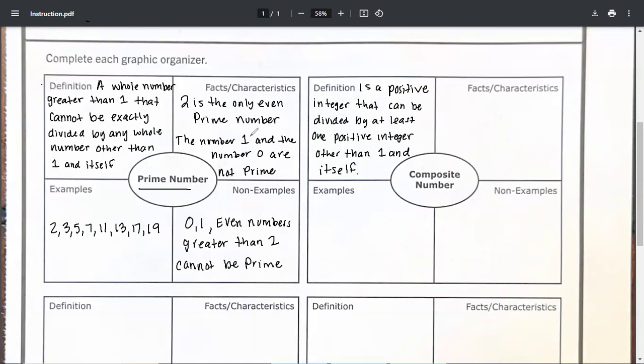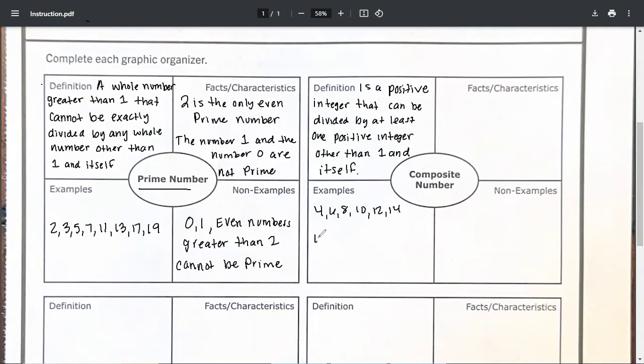Okay. So some examples of composite numbers are, like I said, any even number that's greater than 2. So you can say 4, 6, 8, 10, 12, 14. Those are all composite numbers because they're all even numbers greater than 2. And the numbers that you can multiply by itself and a different number to get it.